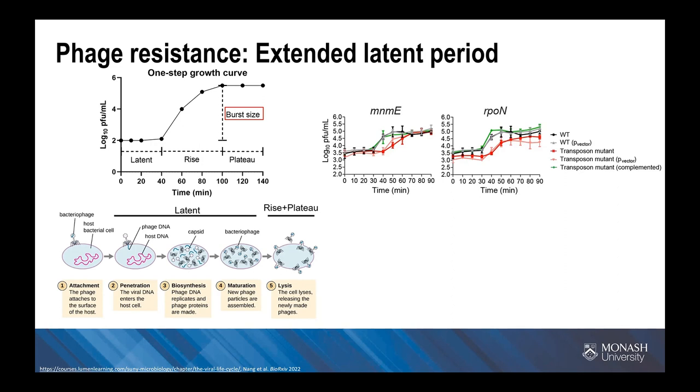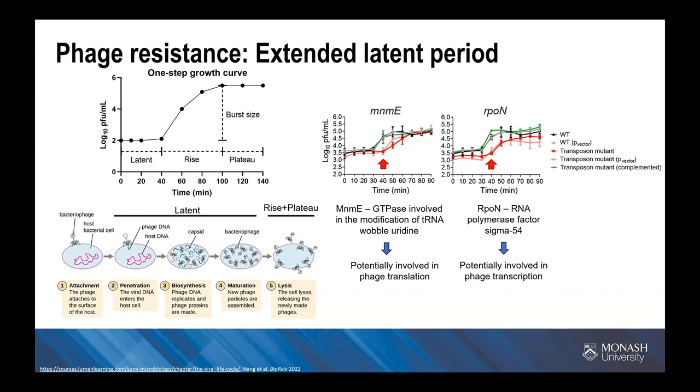An interesting finding is that our phage demonstrated a longer latent period when it infects the strains with disrupted mnmE and rpoN. As mnmE is a GTPase involved in the modification of tRNA uridine, we postulate that this protein is potentially needed for effective translation of phage proteins. Whereas rpoN, which is a polymerase sigma factor, potentially has a role in transcribing phage DNA into RNA, but this requires more investigation.